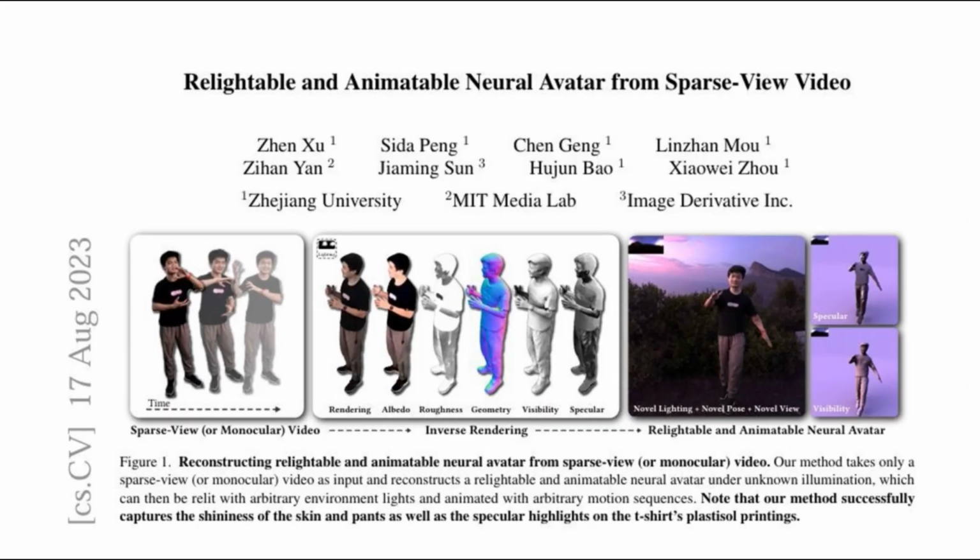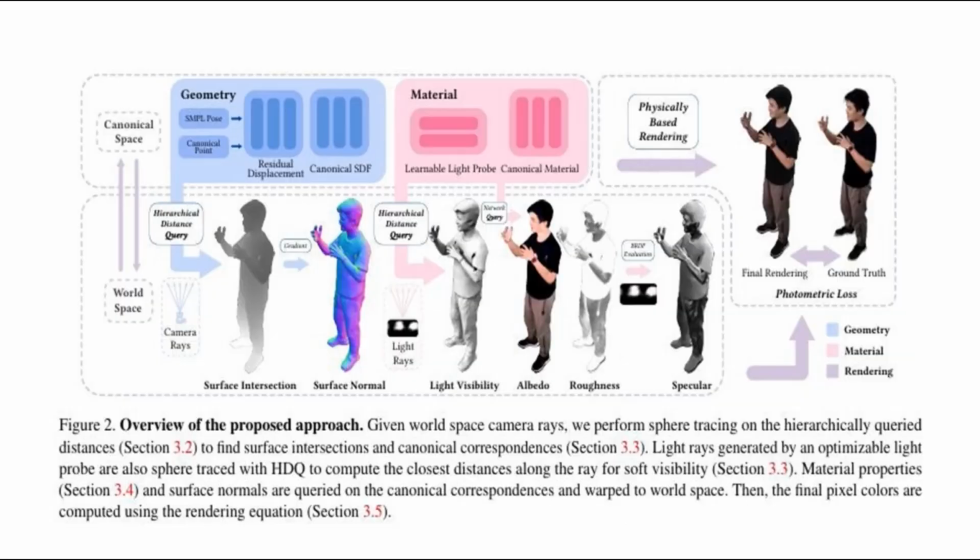Okay, the next paper, it is on Relightable and Animatable Neural Avatar from Sparse-View video. Dear friends, creating high-quality, relightable and animatable digital avatars has long been a challenge, requiring multi-camera setups and complex scanning processes. This new method makes it possible to generate highly realistic neural avatars from just a few video frames or even a single video captured under unknown lighting conditions.